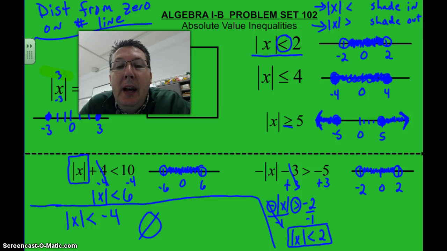So, absolute value, remember, is a distance from 0 on the number line. We're going to shade inside, shade outside. Remember your open and closed circles. Make those obvious. Okay? Again, this is problem set 102, absolute value inequalities.